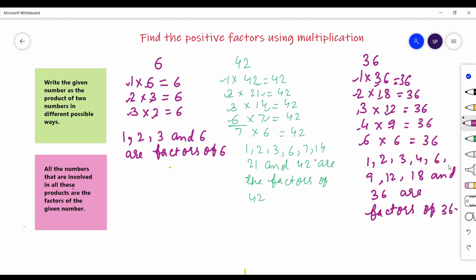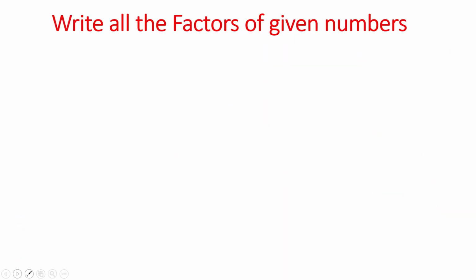So we have seen how to find the factors using the multiplication method. We have learned to find all factors of a number. Now write all the factors of given numbers. Factors of 12: 1, 2, 3, 4, 6 and 12 are factors of 12. We see 1, 2, 3, 4, 6 and 12 are exact divisors of 12. Factors are exact divisors of a number.